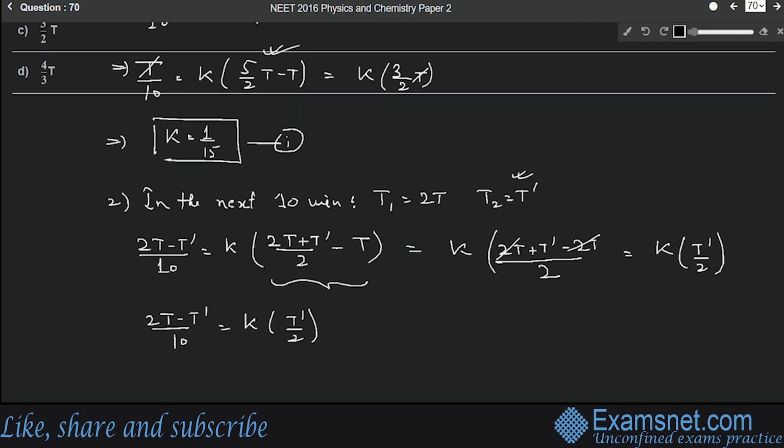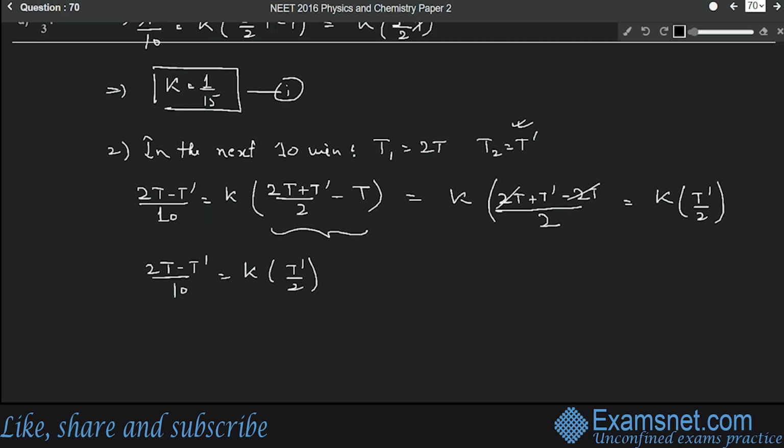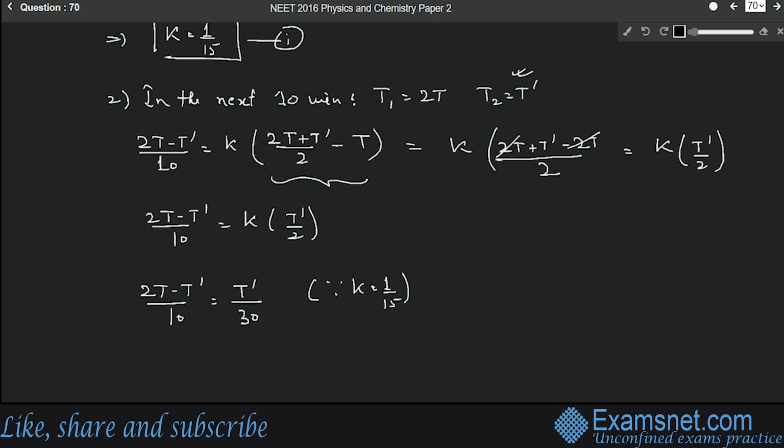Okay. Now we'll solve it. Okay, we also know the value of K, right? So K is 1 by 15. We have seen in the first equation. So 2T minus T dash by 10 equals to 1 by 15 into T dash by 2. That means T dash by 30. Okay. Since K is equal to 1 by 15. So that you don't get confused from here. So let's solve it and find the value of T dash from here.